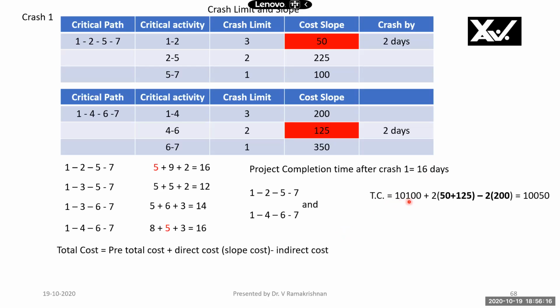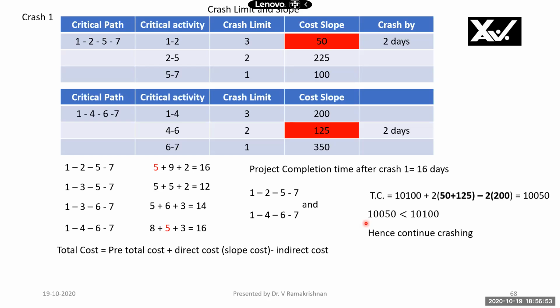Now, total cost: 10,100 is the previous total cost, plus crash cost for 2 days. Crash cost per day is 50 here and 125 here. So 2 into 50 plus 125, minus 2 days saved, therefore indirect cost is saved for 2 days at 200 rupees per day. If I put it together, I get 10,050. 10,050 is less than 10,100, the previous total cost. Therefore, we have crashed the project duration. Project duration has come down to 16 days and the total cost has also come down.